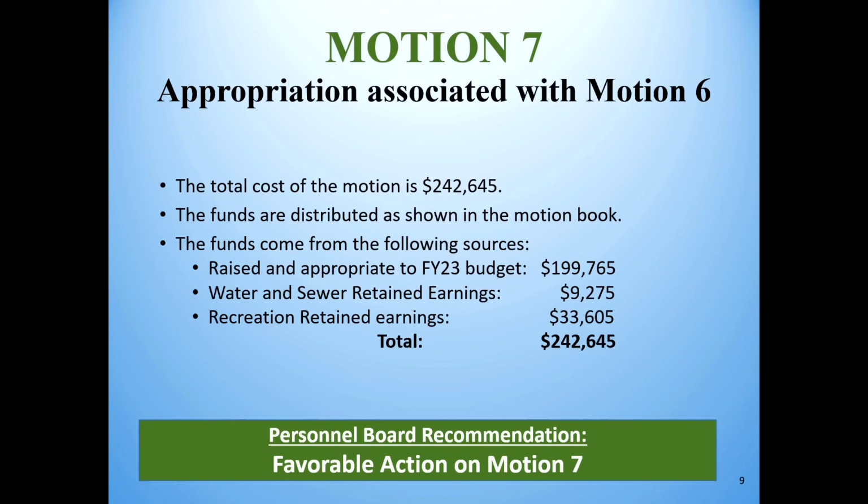Motion 7 is the expenses. It was covering the expenses of that increase, so it's a total of $242,645. $199,765 of which is raised and appropriated out of the budget. $9,275 comes out of retained earnings of the Water and Sewer Department, and $33,605 comes out of retained earnings in the recreation budget.